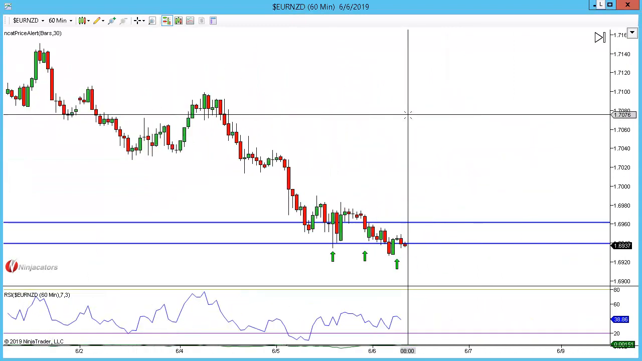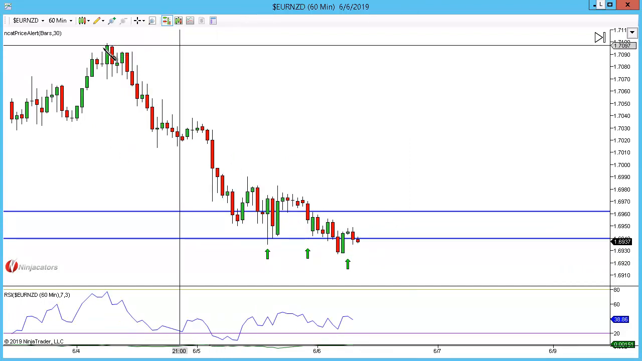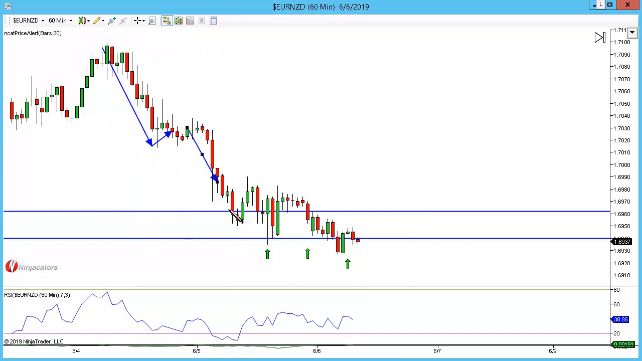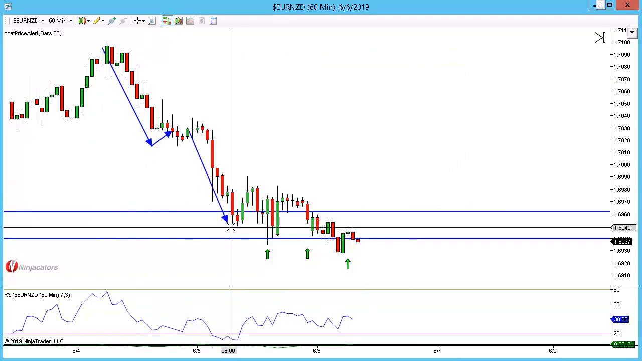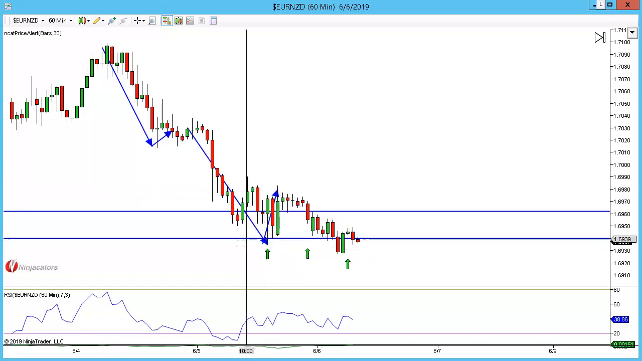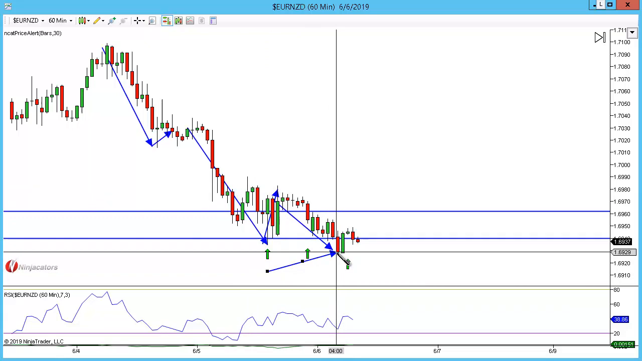If we go to the 60, here on the 60 you already have your confirmation. So we had a move lower, a pullback, a move lower. In fact, that move lower came down to here, a pullback, and then you have already now just here had a confirmed break below, close below.